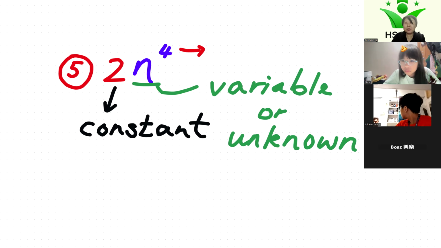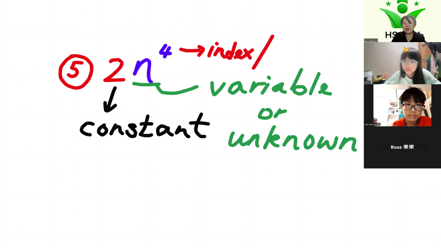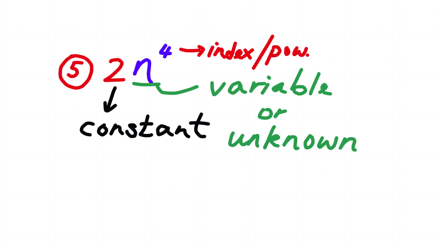Okay, Santos. What is this little guy called? Santos, what is this little guy called? Index. Oh, index. Okay. Index has 3 names. Is there another one? Power. Very good. There is another one that you need to remember.